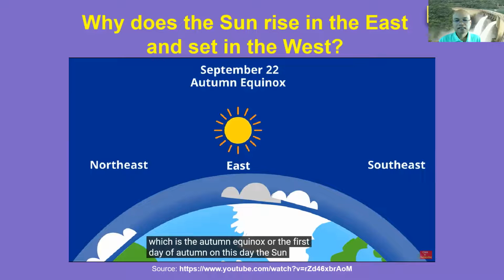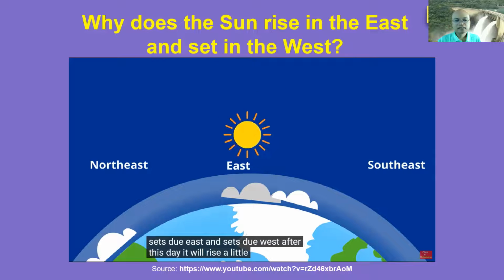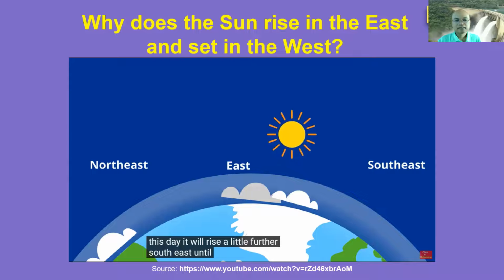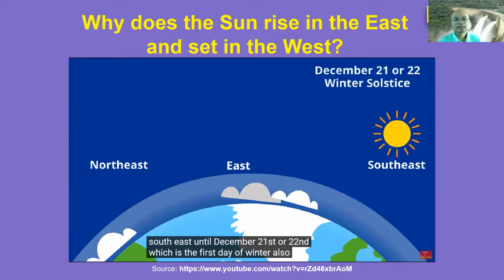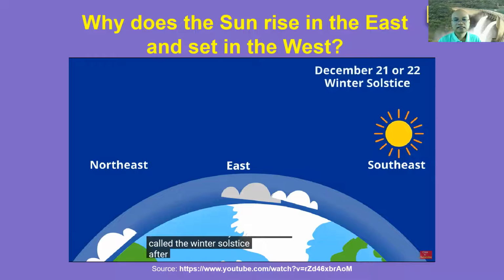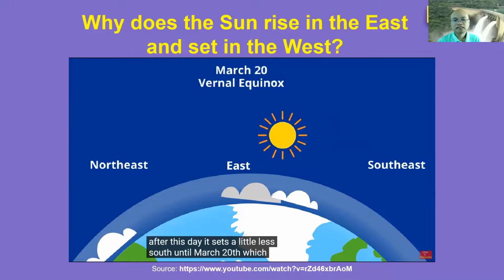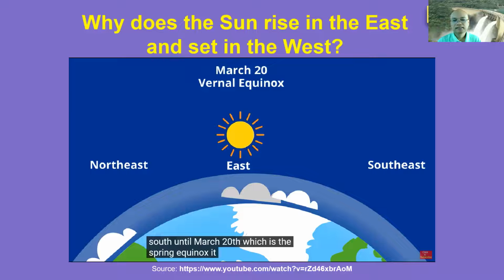On this day, the sun again rises due east and sets due west. After this day, it will rise a little further southeast until December 21st or 22nd, which is the first day of winter, also called the winter solstice. After this day, it sets a little less south until March 20th, which is the spring equinox. It takes 1 year to complete this cycle.